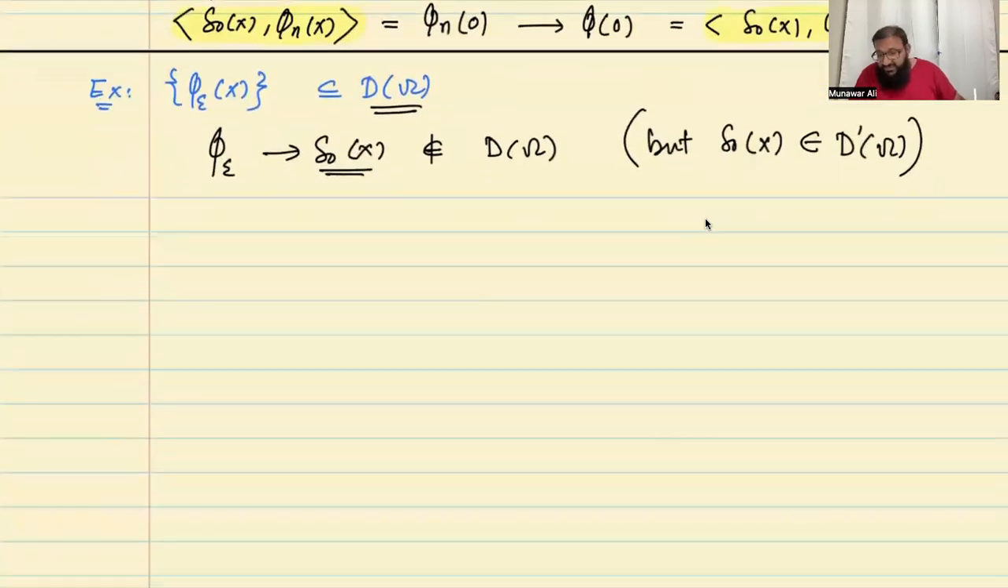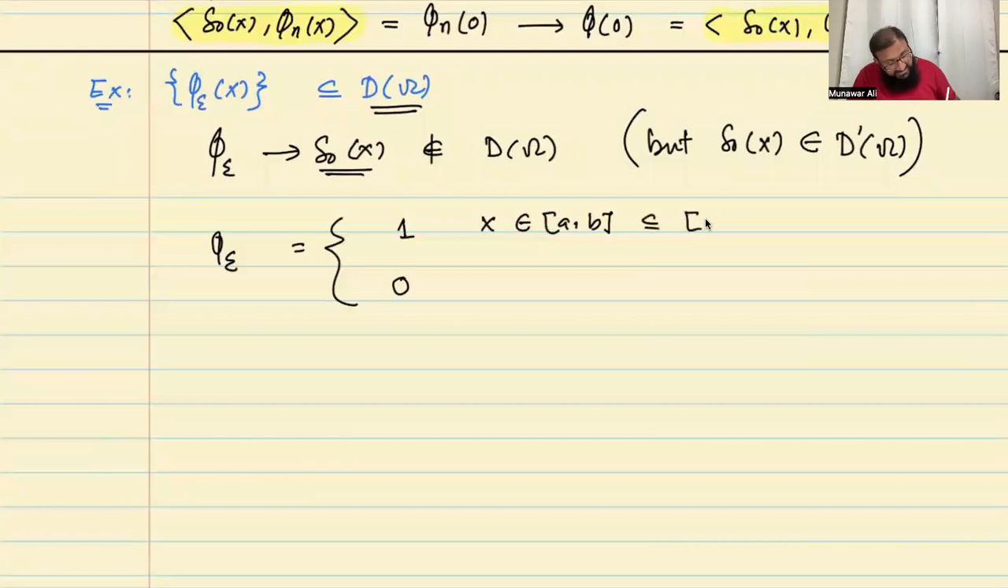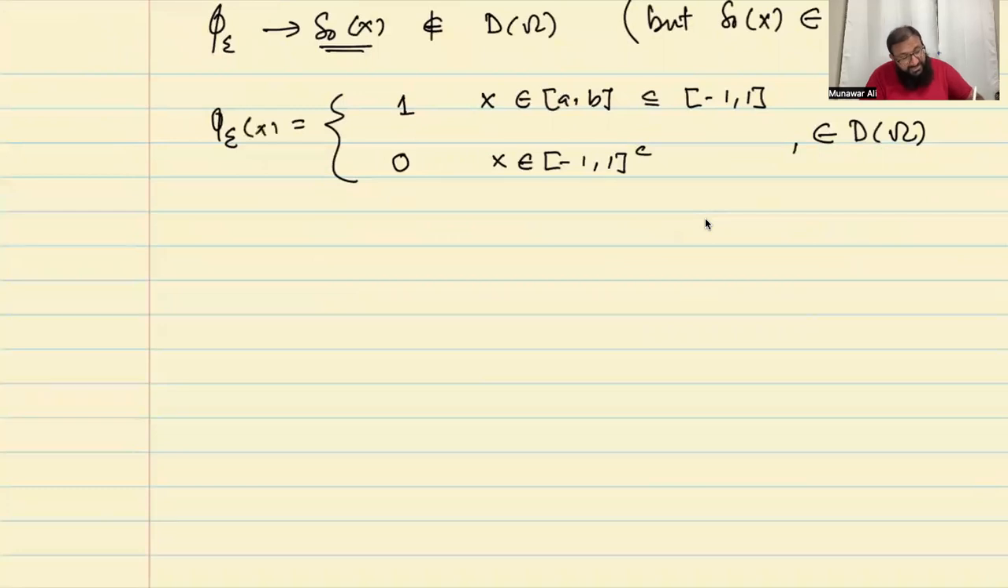Why is that so? I can give you a little motivation. Say I take phi epsilon to be some function which is 1 somewhere and 0 elsewhere, and I have to make it a smooth function. So I'm going to take it to be 1 whenever x belongs to some (a, b), where (a, b) is contained in (-1, 1), and 0 when x belongs to the complement of (-1, 1), beyond that. This is a C infinity function, so I'm making it a C infinity function. How can I do that? I can do that in this way.